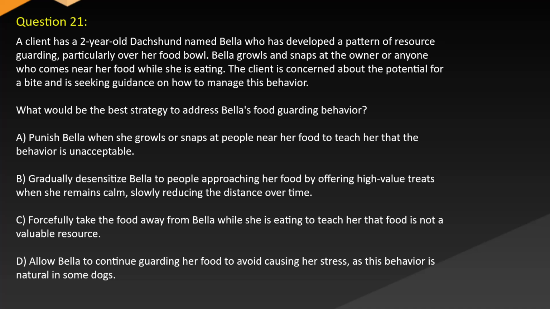A. Punish Bella when she growls or snaps at people near her food to teach her that the behavior is unacceptable. B. Gradually desensitize Bella to people approaching her food by offering high-value treats when she remains calm, slowly reducing the distance over time. C. Forcefully take the food away from Bella while she is eating to teach her that food is not a valuable resource. D. Allow Bella to continue guarding her food to avoid upsetting her, as this behavior is natural in some dogs.